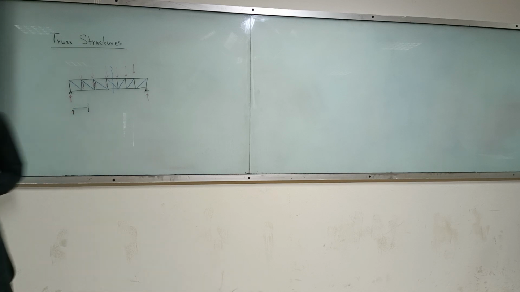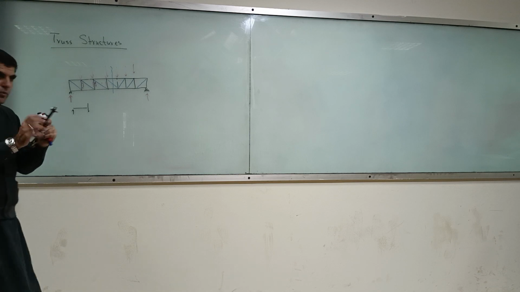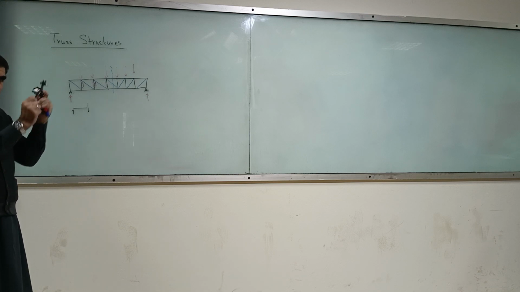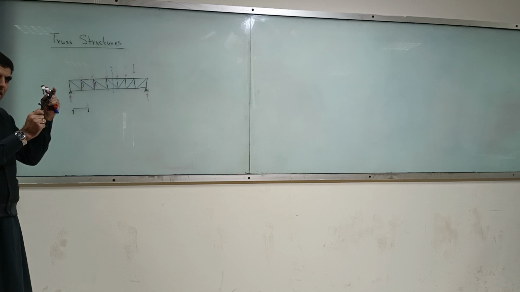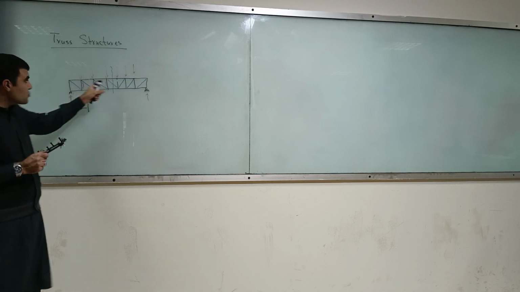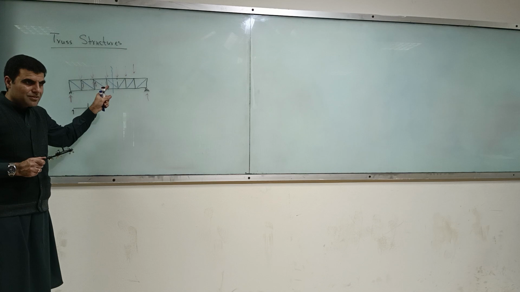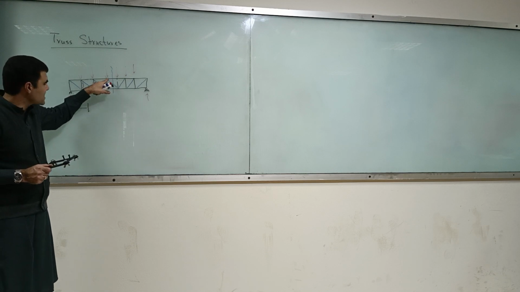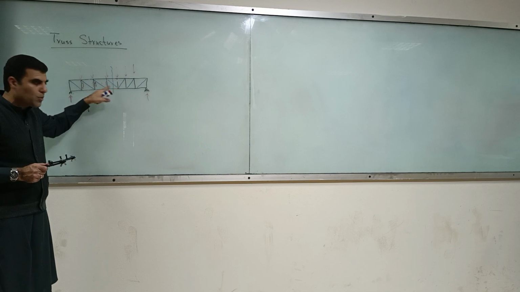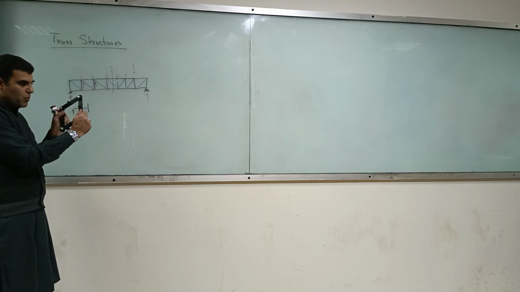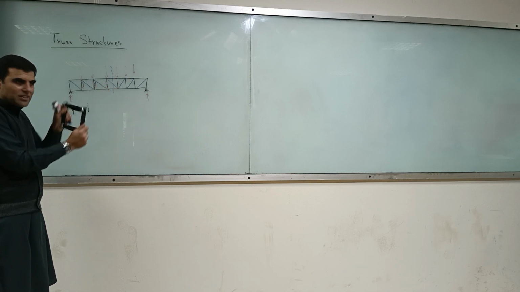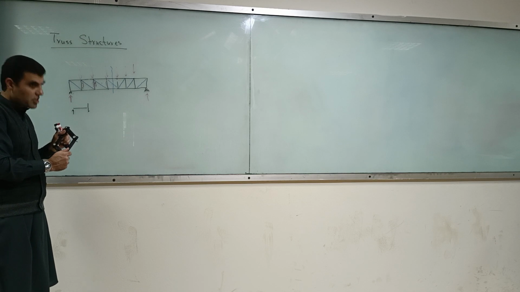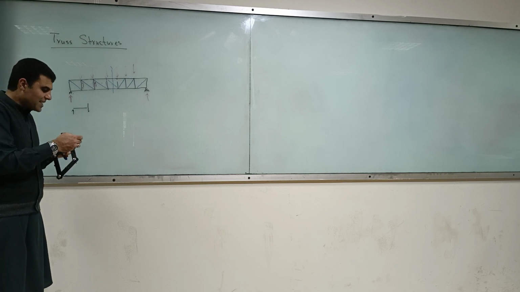But if you leave it unbraced, what will happen? If you leave it unbraced, this will become unstable. You have to triangulate it. Otherwise, you have to provide some fixed connection over here, because it will sway, it will become unstable. Do you understand my point?